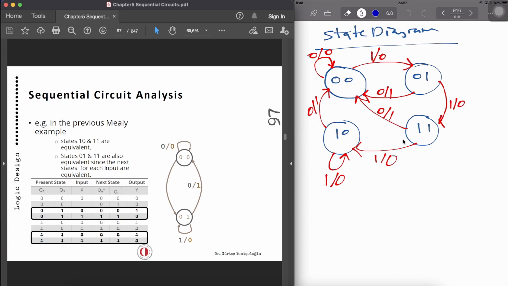Now, as two states are left, you don't need two flip-flops anymore. So we can actually optimize the circuitry, and we can just use one flip-flop, and that will implement the required function. So we can see that we can also optimize sequential circuits by identifying the equivalent states and getting rid of them.